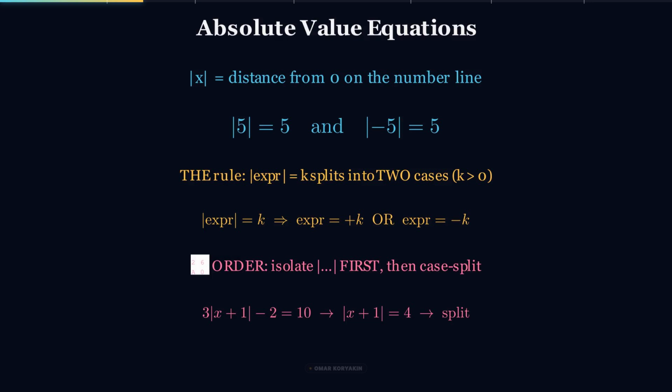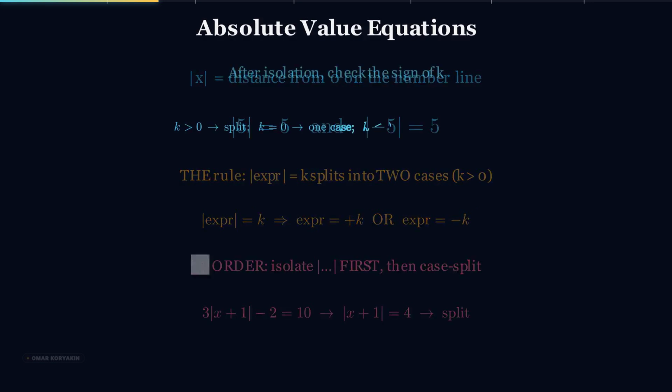Step 1 in the workflow. Always isolate the absolute value first using the inverse operation procedure from previous lessons. Treat the entire absolute value expression as a single chunk, the way you treat a parenthesized chunk during distribution. Apply inverses to both sides of the equation in reverse PEMDAS order until the absolute value is alone on one side and a numerical value is alone on the other side.